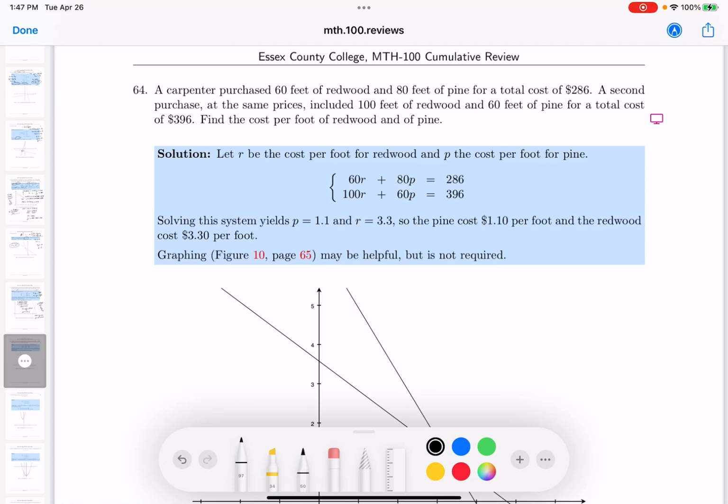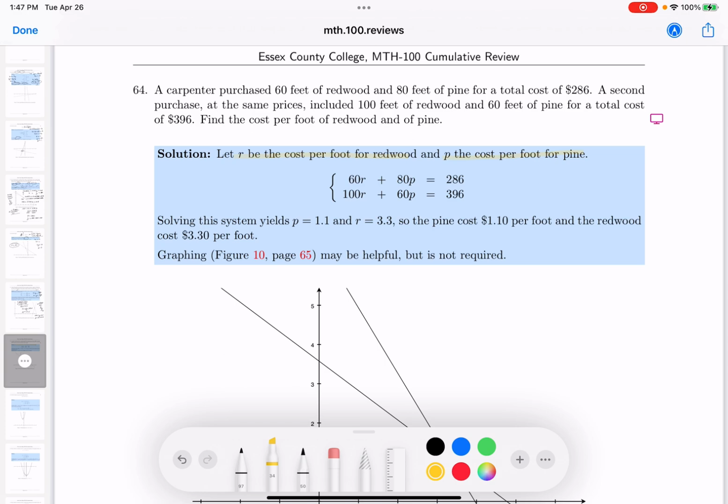Okay, let's read through it. And by reading through it, I want to point out there's something you should be doing when you're confused by a problem: reading through the answer key. So it says, let R be the cost per foot of redwood, and let P be the cost per foot of pine. And what did they say?